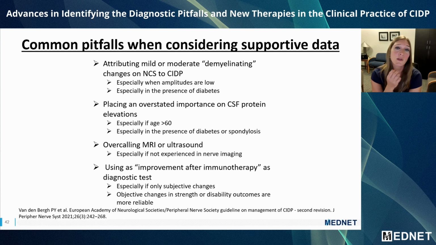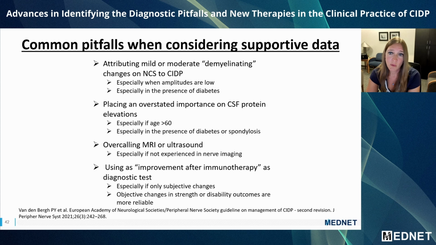And some of the common pitfalls when considering supportive data, when you have someone who maybe meets possible criteria but not quite, and you're looking for other things to support that diagnosis. When you're looking at nerve conduction studies, make sure that if someone has a lot of axonal loss or reduction in amplitude on the responses, you're not attributing mild or moderate demyelination to axon loss. Losing those fast-firing axons can happen, and you can overcall a nerve conduction study as demyelinating when it's really not, especially in someone with diabetes, which can cause a mixed demyelinating axonal neuropathy on electrodiagnostic studies.